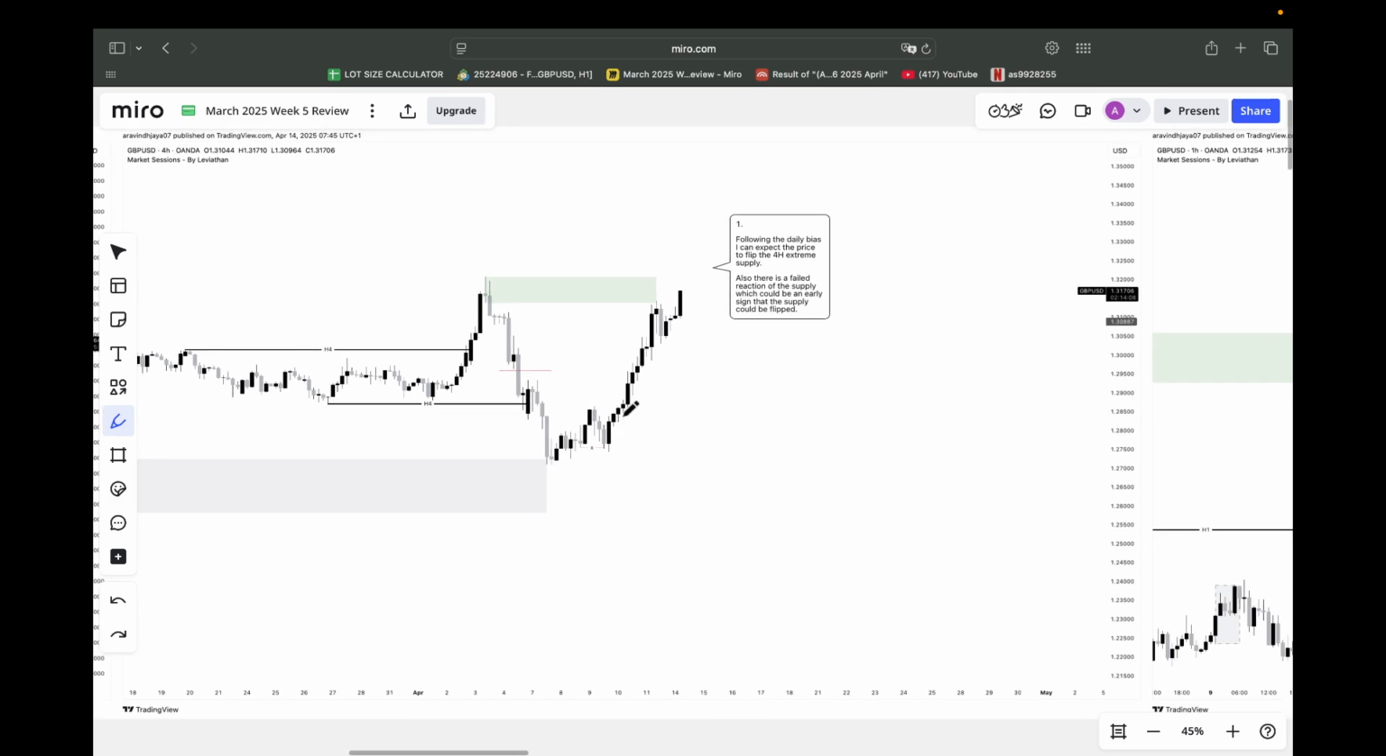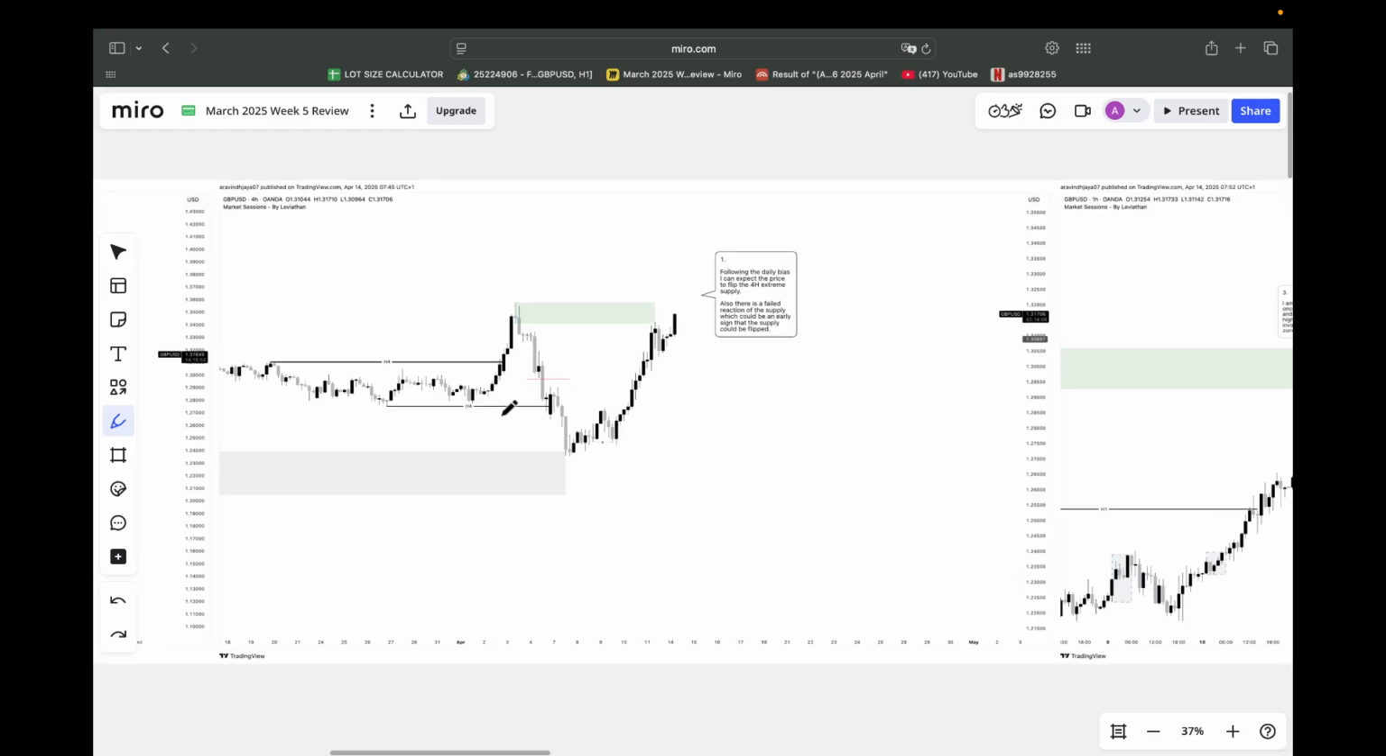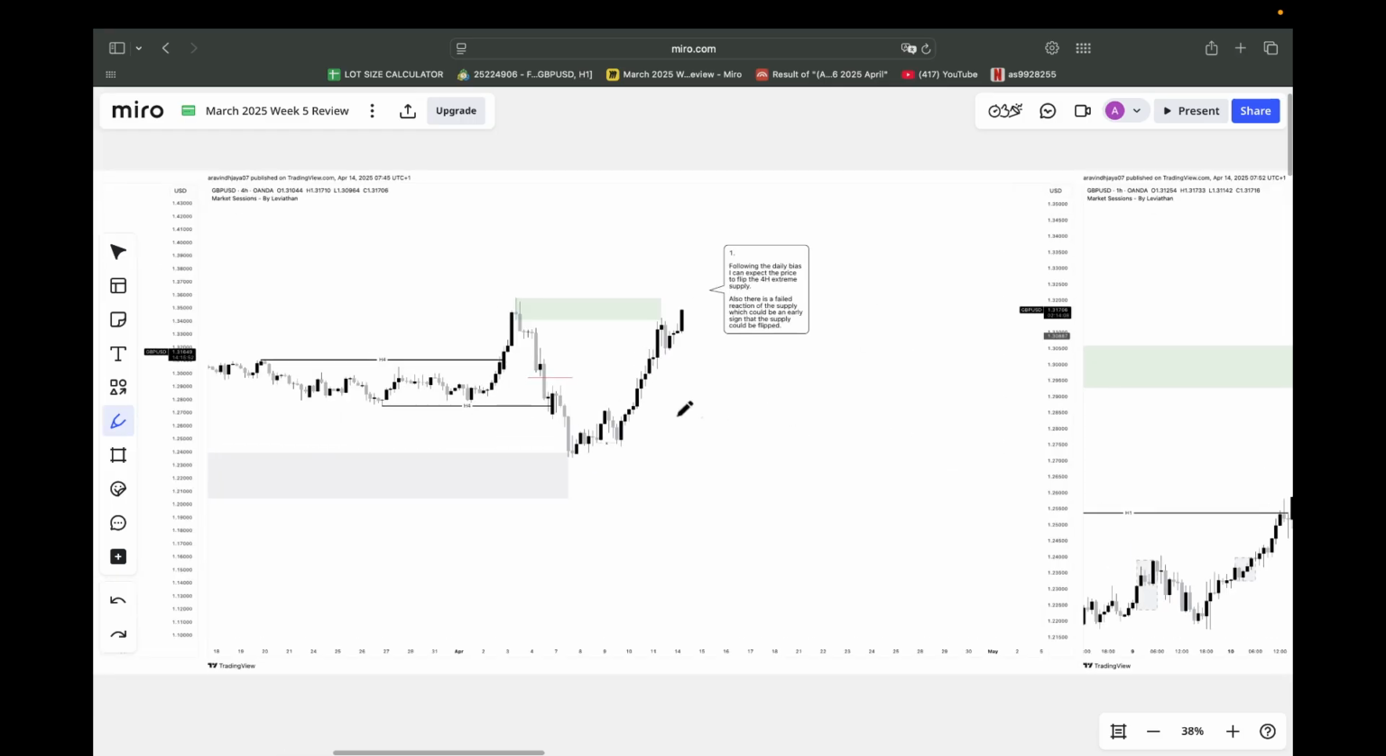In the 4-hour chart, you can see that the price made a BOS bearish and again it's going to BOS bullish. So this is the extreme supply, and there is a failed reaction from the supply, which is the first indication that the supply is going to fail. If the supply fails, then I can look for some POIs right here and continue the bullish run until the price makes a strong bearish shift. Then I can take one loss and play the bearish pullback.